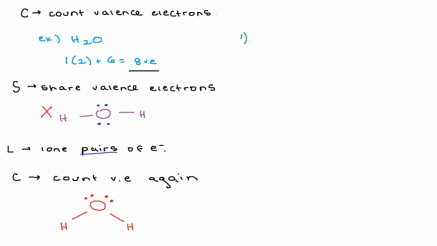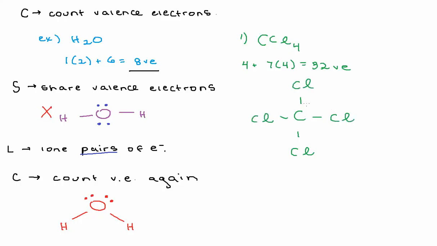Okay, it is CCl4. So I'm going to follow my rules. The first thing I'm going to do is count valence electrons. Carbon has 4 valence electrons. Chlorine has 7, but there are 4 chlorines. So that's a total of 32 valence electrons I'm going to want to use. I'm now going to share electrons, so I'm going to have 4 chlorines coming off of carbon. Carbon is my central atom.